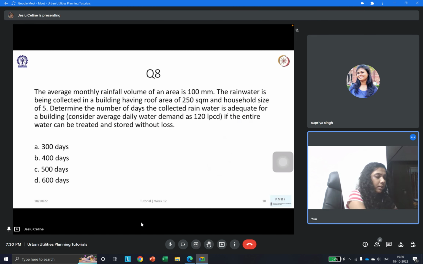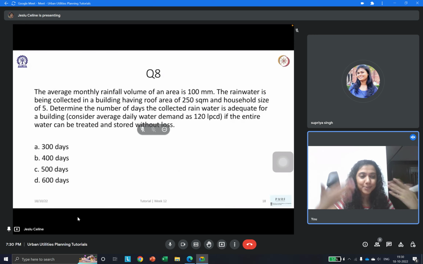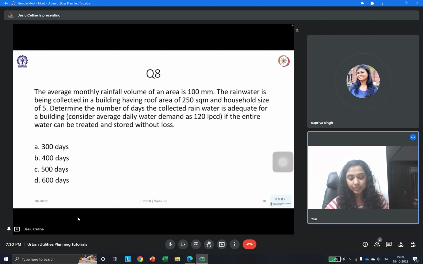Okay, so this is a very simple problem. There's nothing to do, it's just a mental problem, but let's do it. The average monthly rainfall of an area is 100 mm, and rainfall is being collected in a building having a roof area of 250 square meters and a household size of 5. Determine the number of days the collected rainwater is adequate for the building. Consider average daily water demand as 120 LPCD, if the entire water can be treated and stored without loss.